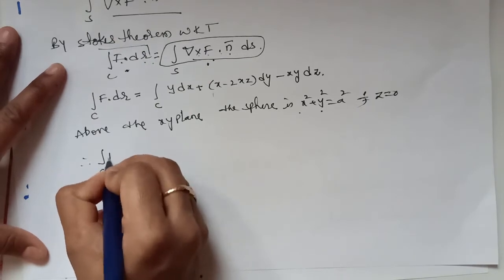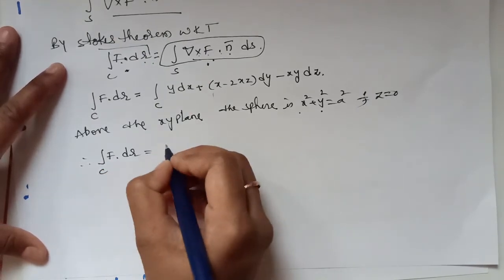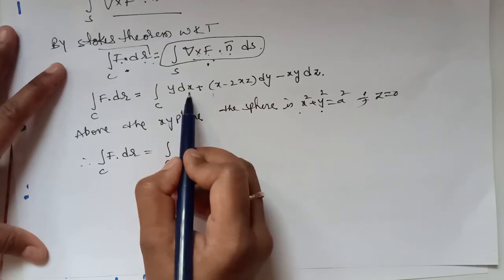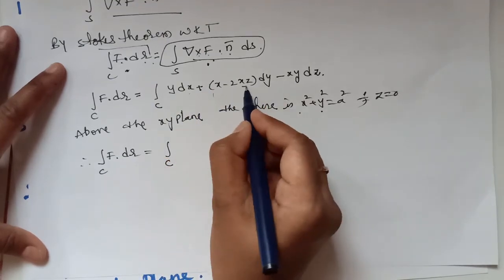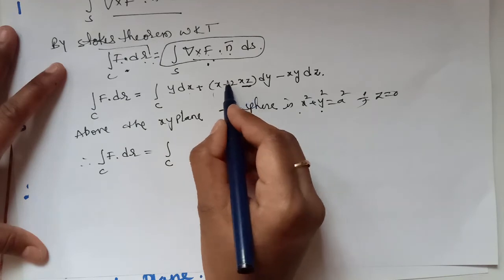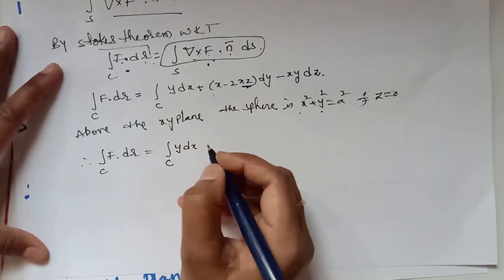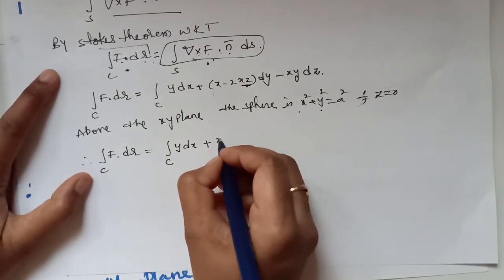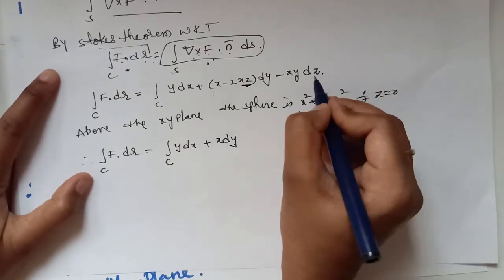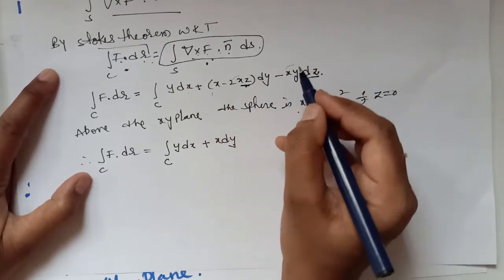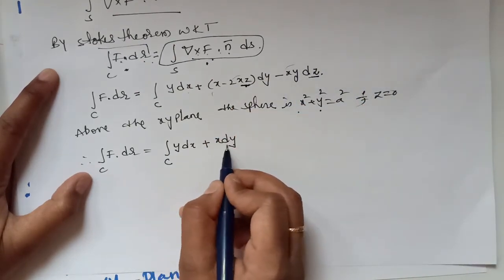Therefore the line integral F dot dr bar is equal to the line integral C of y dx plus x minus 2z dy. When z is 0, this complete term becomes 0. We get y dx plus x dy. And dz is 0, so this whole term becomes 0. You get only y dx plus x dy.